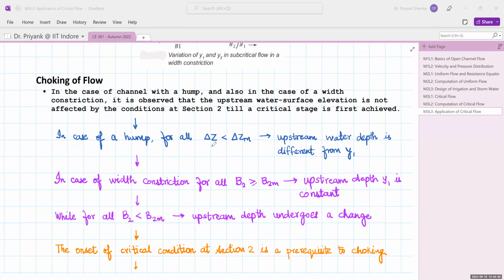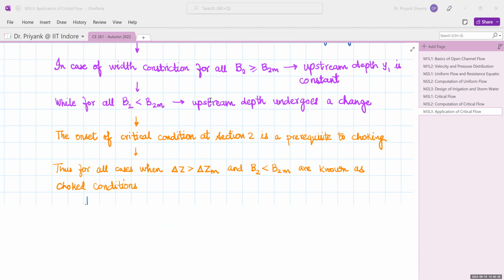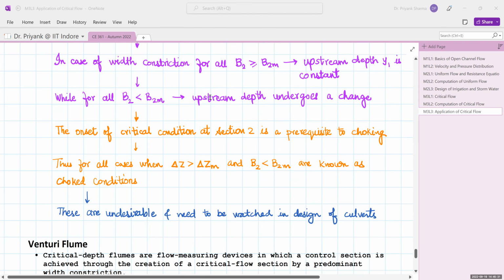In case of a hump, we have observed that when delta z is less than delta zm, the upstream depth is not altered. In case of width constriction, for all cases where B2 is greater than or equal to B2M, your upstream depth again is constant. As soon as B2 becomes less than B2M, the upstream depth undergoes a change. The onset of critical condition is a prerequisite to choking. So your flow should have reached case 2 in either case, whether you go by delta Zm or B2M. Case 2 should be reached so that you have critical flow, and only then can choking occur.